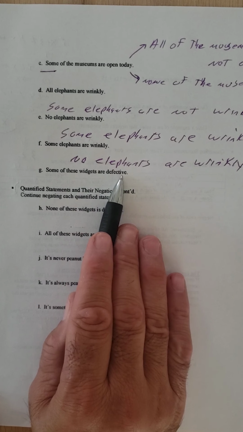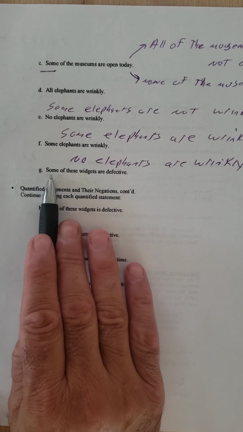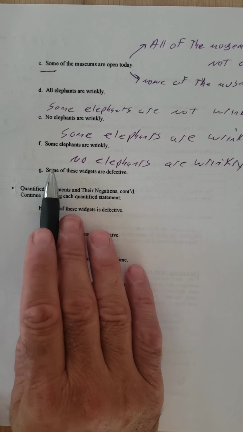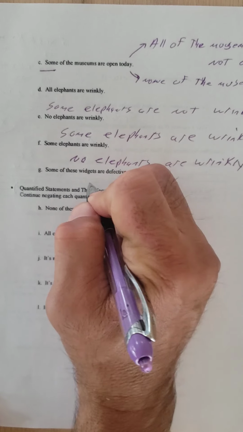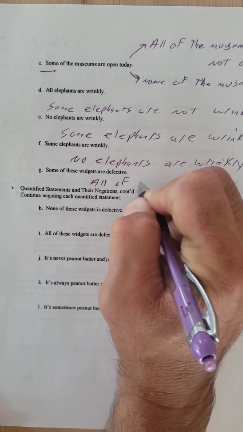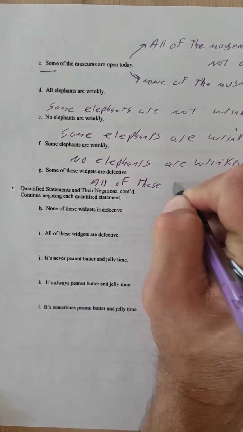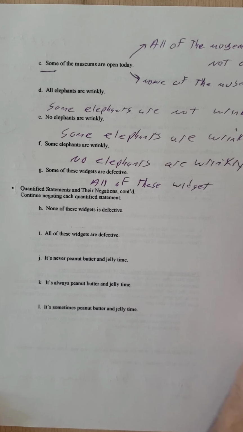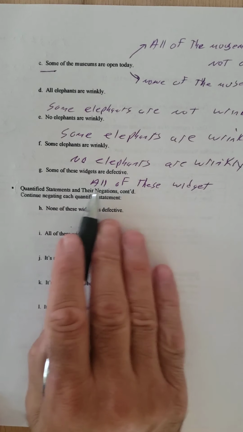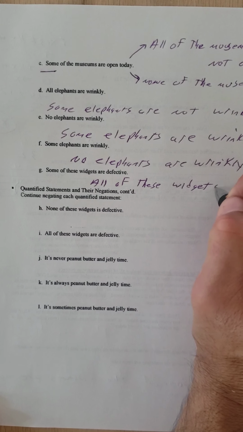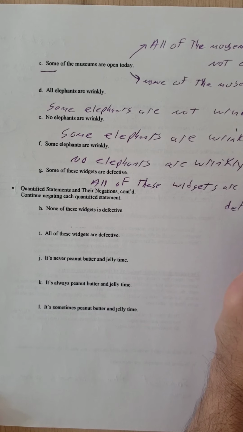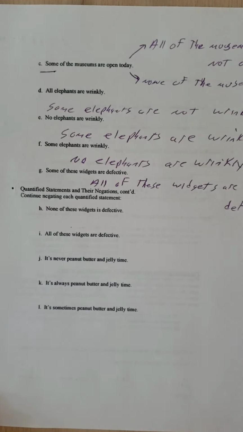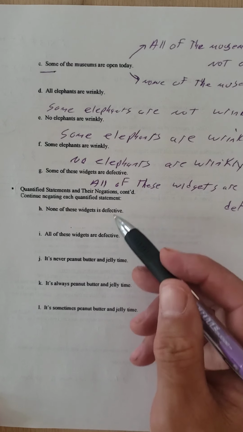Some of these widgets are defective. Okay, so again, this is a some, so I want to use an all or none. Let me use an all. I'm going to say all of these widgets. Again, we don't know what a widget is. But if this says some are defective, all of these widgets, I want to say, are not defective. Okay? So that's pretty good. You should be able to do these last ones.